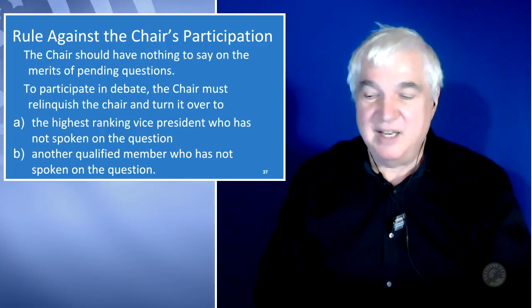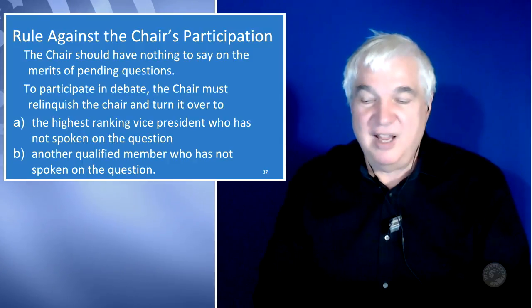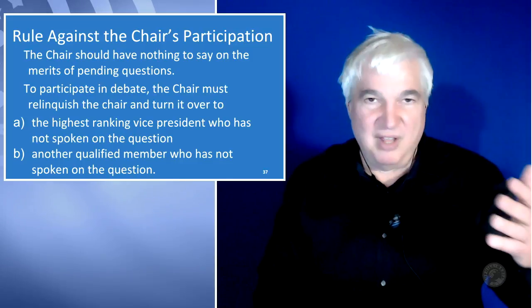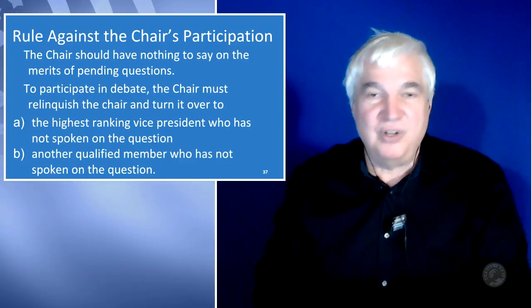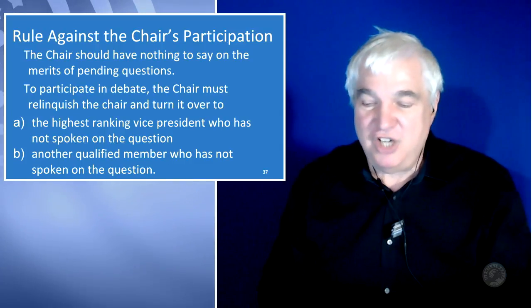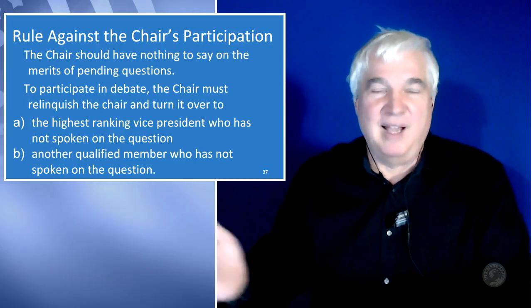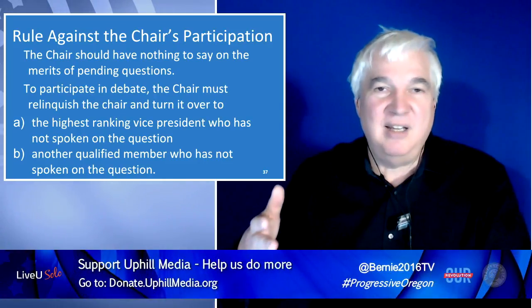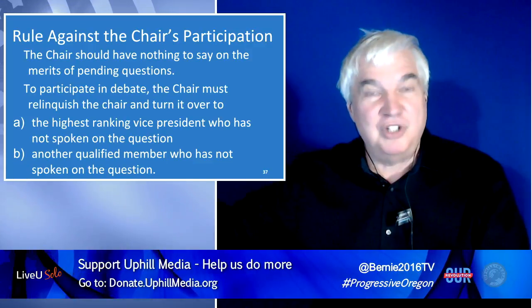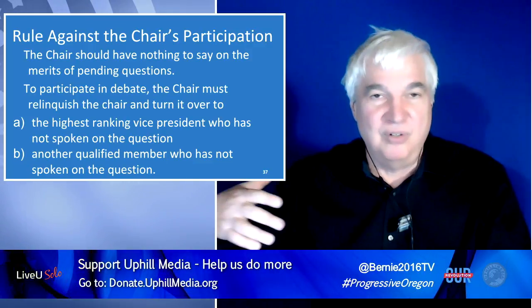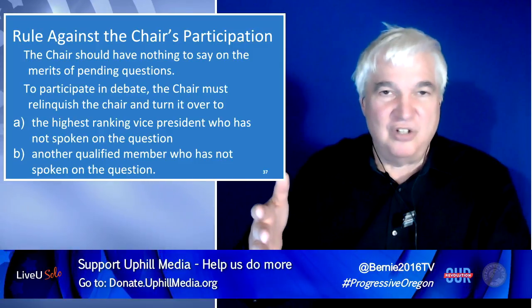To participate in debate, there's rules about this. So the chair must relinquish the chair, which is what is called the person that's running, the presiding officer, and turn it over to the highest ranking vice chair who has not spoken on the question. So if Jean, the chair of the Democratic Party of Oregon, wants to speak on something, she's more than welcome to, but she has to turn this over to our first vice chair, Valdez Bravo, if he has not spoken on this issue.